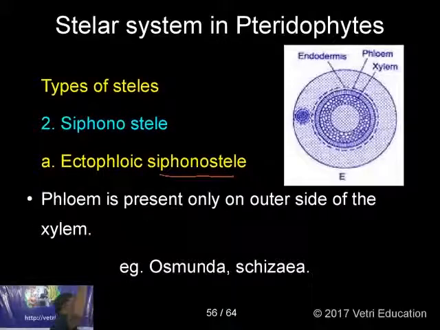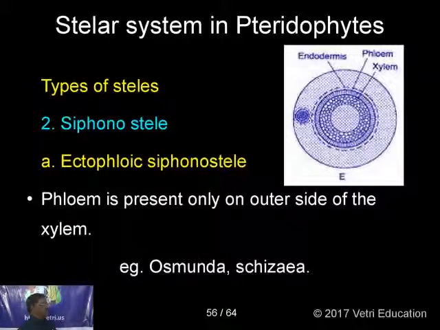So next, the siphonosteles are of two types. One is called ectophloic siphonostele. Ectophloic means phloem is found outside the xylem. So here you can see this is the xylem, center xylem, and this is the phloem, outside phloem. So this is ectophloic siphonostele. Xylem is surrounded by phloem. In this type, phloem is present on the outside of the xylem. Example, Osmunda and Schizaea. There you can find this type of ectophloic siphonostele.